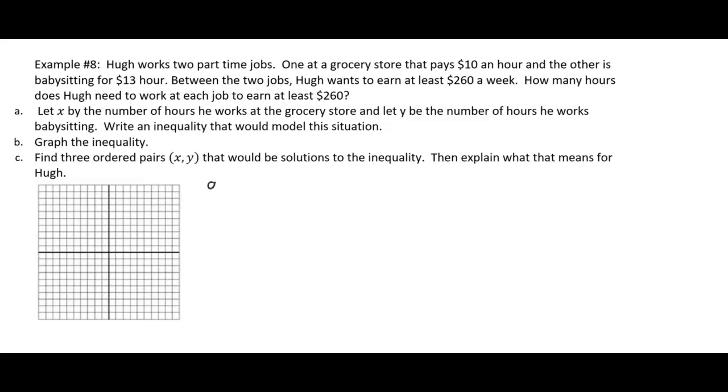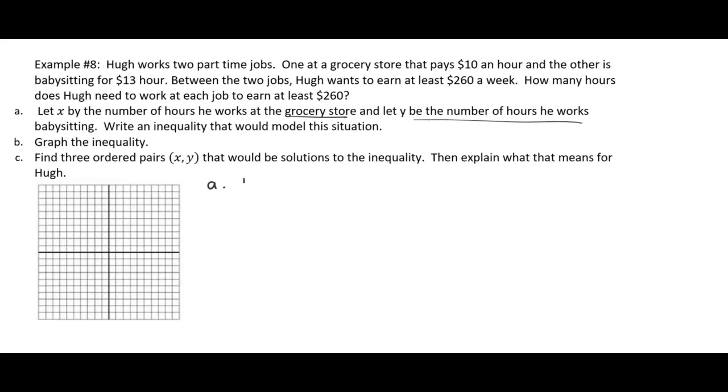Part A. So here he works two jobs, grocery store and babysitting. He makes a different amount of money per hour at each job, but in the end, he wants to make at least $260 a week. All right, part A says let X be the number of hours he works at the grocery store. Okay, grocery store, he's making $10 an hour. And let Y be the number of hours he works babysitting, $13 an hour for the babysitting. Write an inequality that would model this situation.